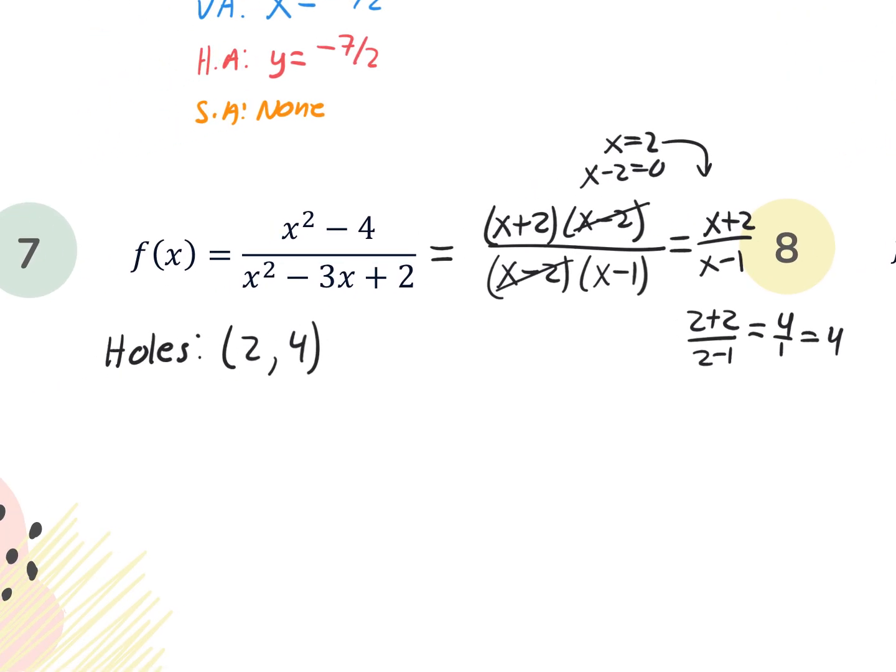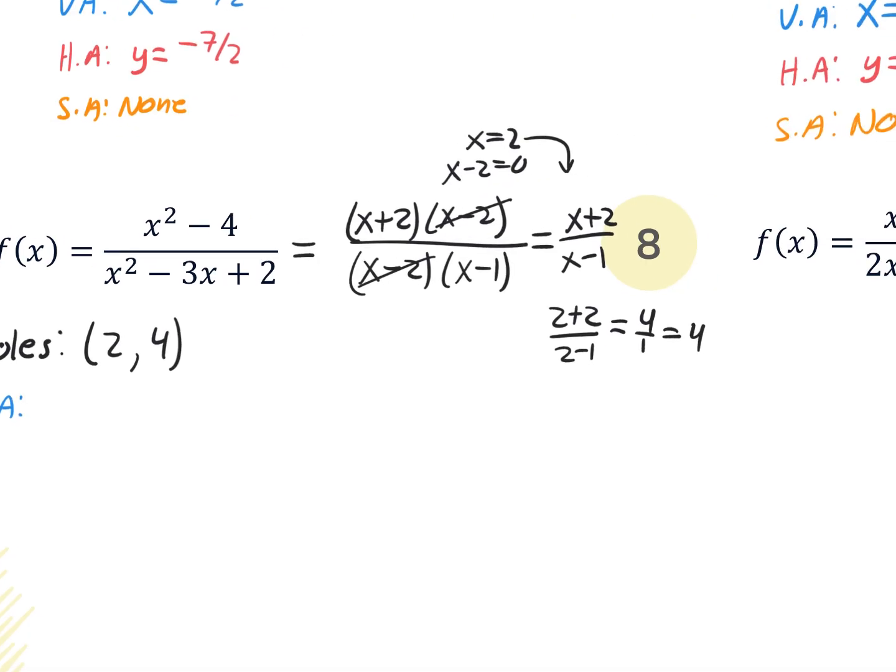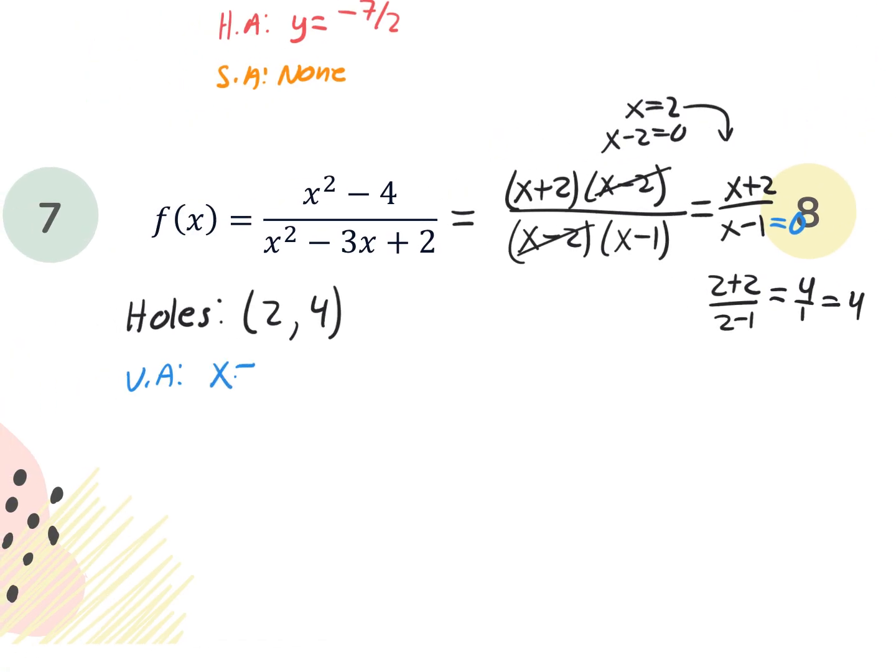And now from there, it's pretty easy to find my vertical asymptote. I'm going to set the simplified denominator equal to 0, and then we get x equals 1. All right. Now let's check for our horizontal asymptotes. Look at our degrees. The degree on top is a 2. On the bottom is also a 2, so I need my leading coefficients. It's going to be y equals 1 over 1. In this case, it's just 1. And if I have a horizontal, I don't have a slant.